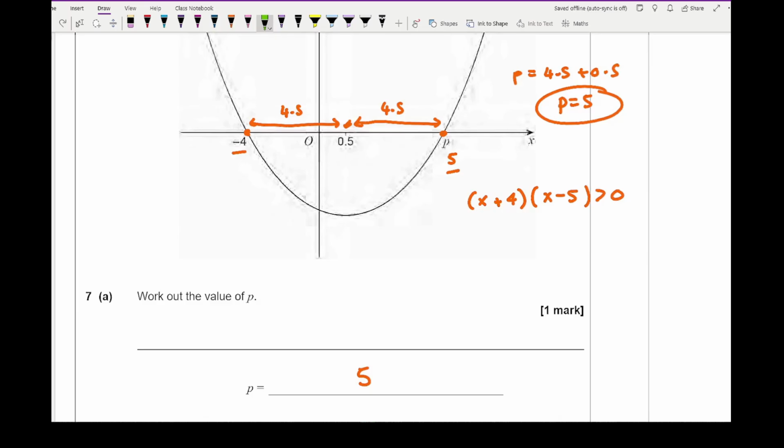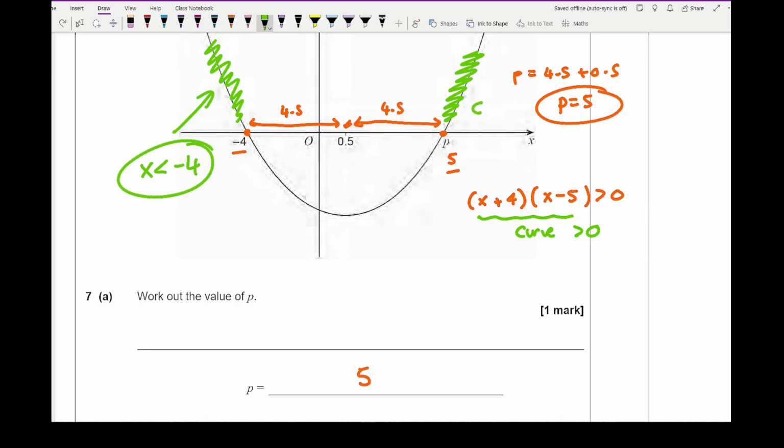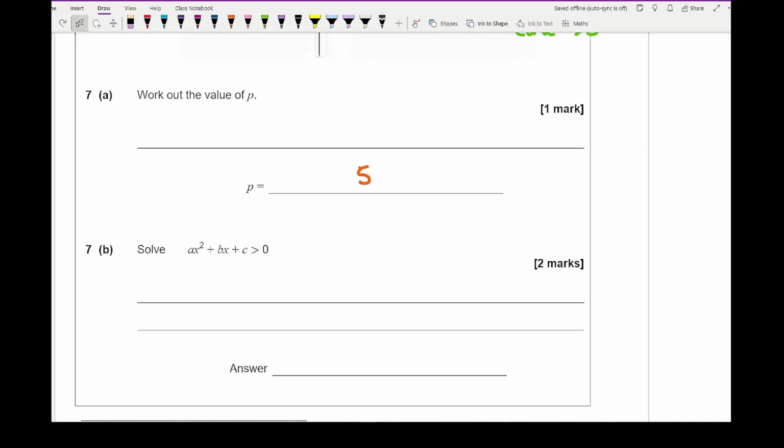Now this bit here represents the curve, and we're wanting where the curve is above 0. So what we're wanting is this region here and this region here. In order to get this region here, that is where x is less than minus 4, and this region here is where x is greater than 5. So our answer for 7b needs to be that x is less than minus 4 and x is greater than 5.